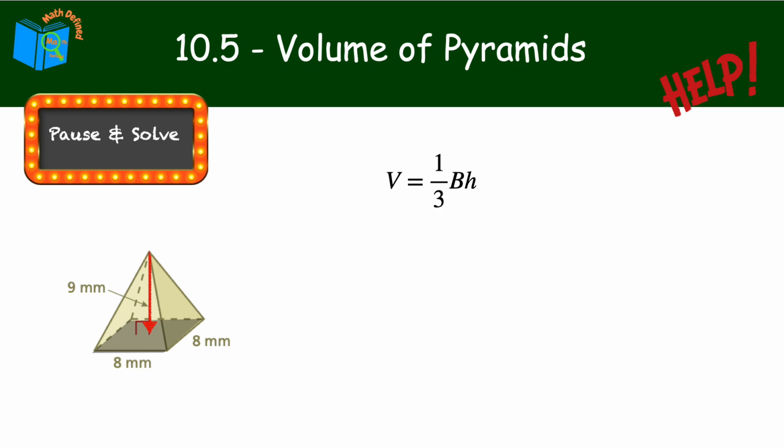Are you ready to check your work? First, find the area of the square base, 8 times 8. Multiply it by 1/3, and then multiply by the height of the pyramid, 9 millimeters. We can simplify 1/3 and 9 to make the math easier. Now, 8 times 8 times 3 is 192 millimeters cubed. Super easy when you know what formula to use.